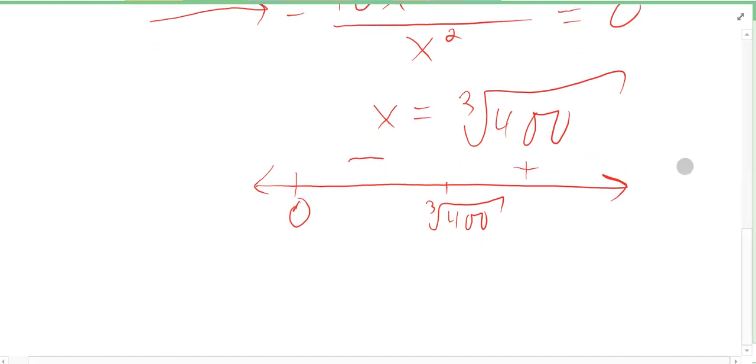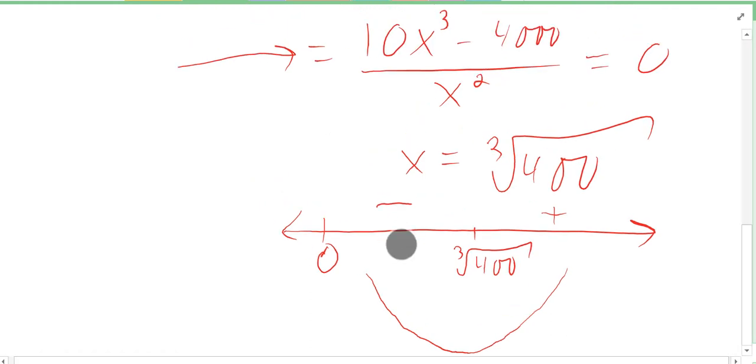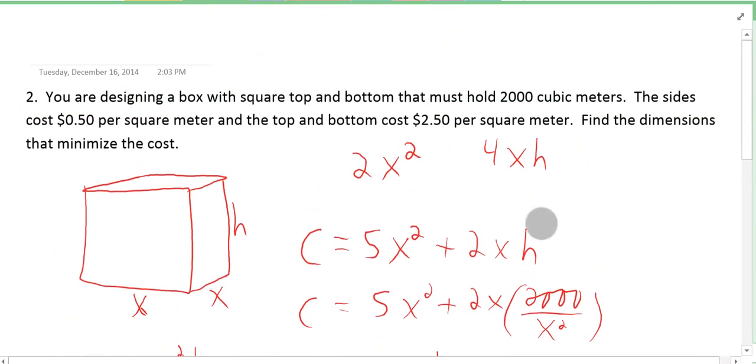So what that means is our cost equation is decreasing as x increases, and it decreases until x hits the cube root of 400, and then it starts to increase. So there's a minimum on the cost function when x is the cube root of 400. And the question said, let's find the dimensions, right? I believe, right? So, yep.